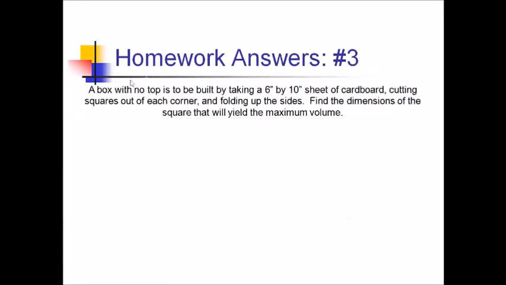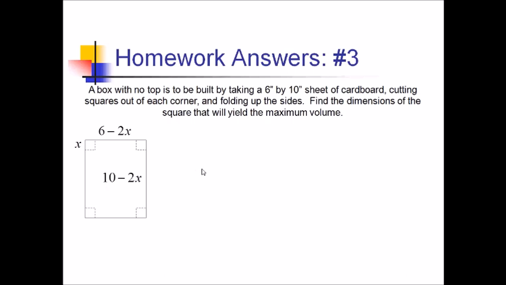For number 3, a box with no top is being built by taking a 6 by 10 inch sheet of cardboard, cutting out squares from the corner, like so, and folding up the sides. We want the dimensions of the square that yield the maximum volume. So for this one, we've got x as the length of the squares. 6 minus 2x will be this length side here on the top. And then 10 minus 2x will be this other side.